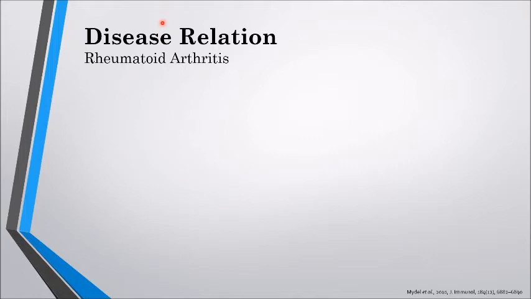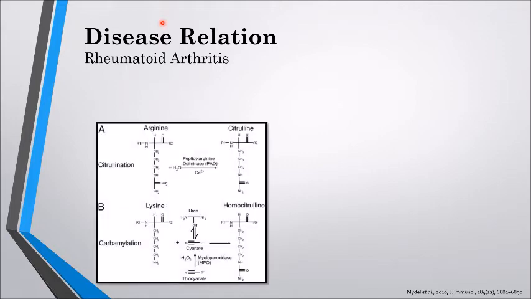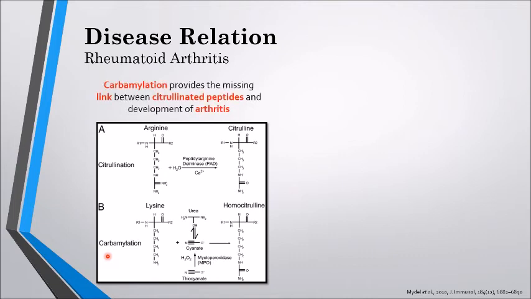Another example of a disease would include arthritis. Antibodies against citrullinated protein antigens have shown their relevance for the prognosis and diagnosis of rheumatoid arthritis. Citrulline is formed from arginine by a process known as citrullination. Homocitrulline also highly resembles citrulline in terms of structure and is formed through the carbamylation of the lysine residue. Research shows that carbamylation provides the missing link between citrullinated peptides and the development of arthritis.